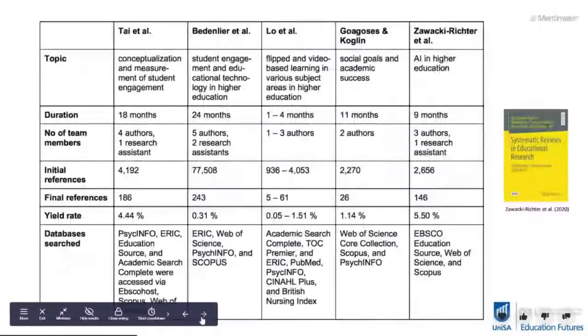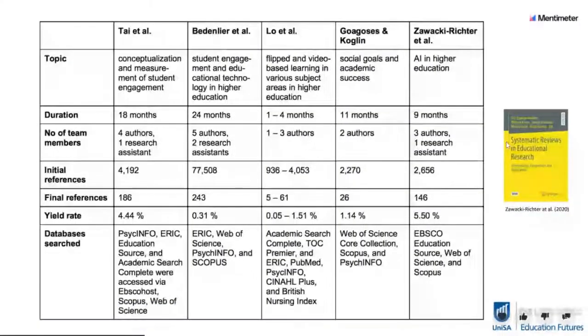Just very, very interesting. And then we actually did publish an open access book on conducting systematic reviews in educational research, and the references in the reference list. And from the reviews that were included in this particular book, we also had a look at how long it took each of these teams to undertake their reviews. And we see ours was an absolute outlier. This is the one that we did here on student engagement and ed tech in higher education.